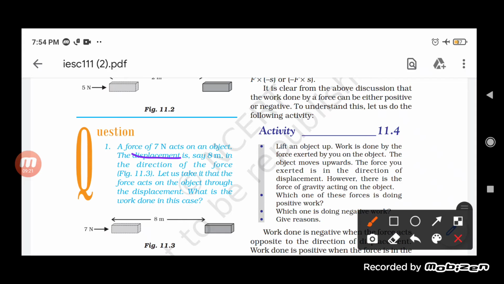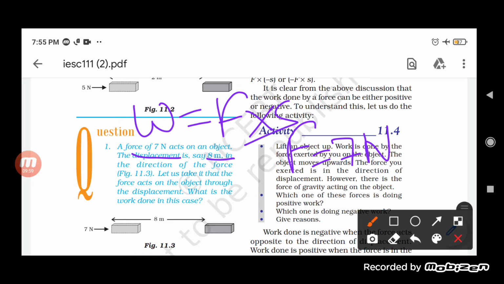First of all, the force is given, student, and force is represented by 7 Newton. Then the displacement is given, and that is 8 meter, and both of them occur in the direction of the force only. Then what will be the work done? Since it occurs in the direction of the force only, the work done comes out as positive. Second thing, what is the work done here? Again, with the help of the same formula, W is equal to F into displacement, we can find it out.